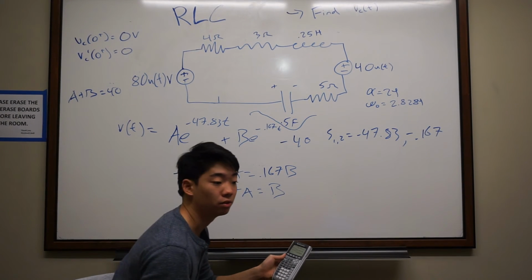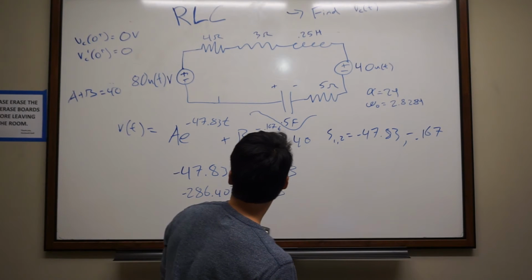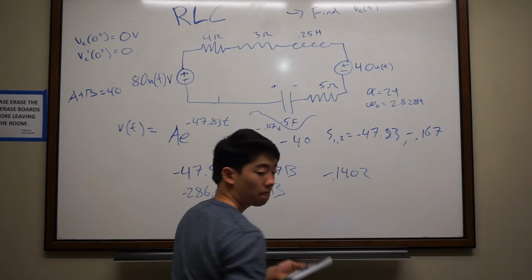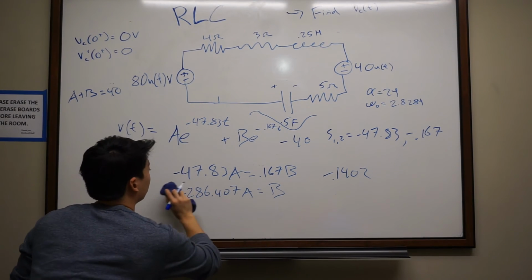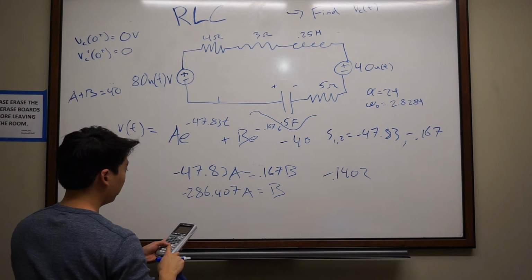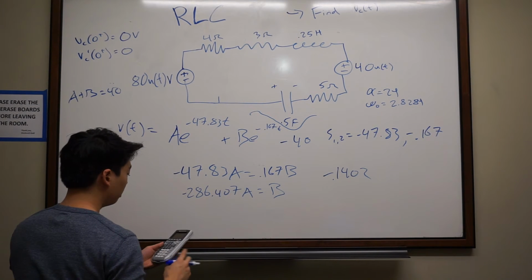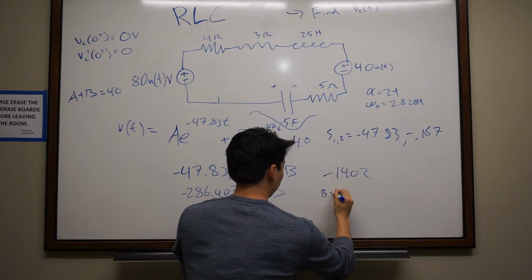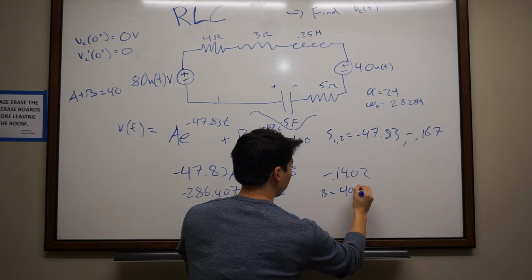We have an A equal to negative 0.1402, and from that, just multiply that by negative 286.407, and our B is going to be equal to 40.14.